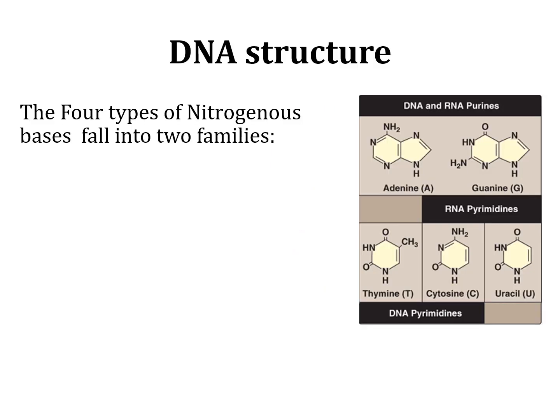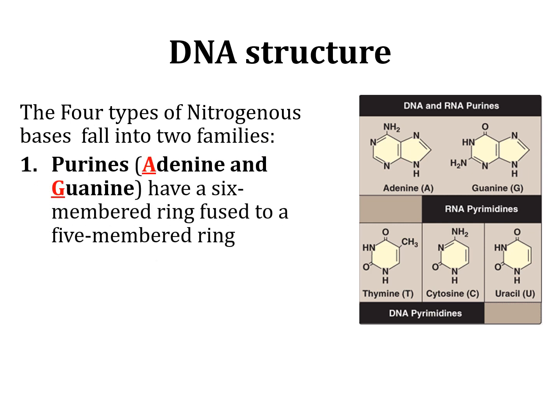All right, now let's look at the DNA structure. There are 4 types of nitrogenous bases that fall into 2 families. The first family are the purines. You can see the purines right here. They are adenine and guanine, and they have a 6-membered ring fused to a 5-membered ring. These are the purines, and they are larger than the pyrimidines.